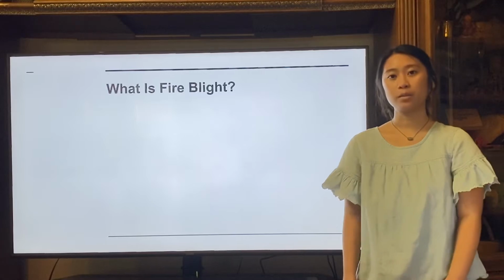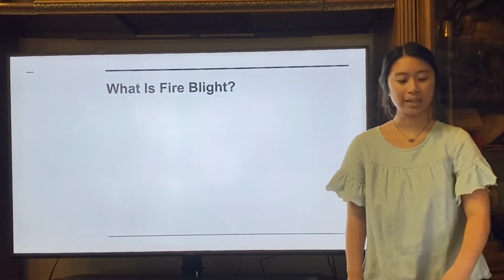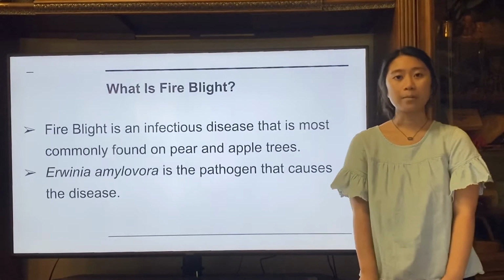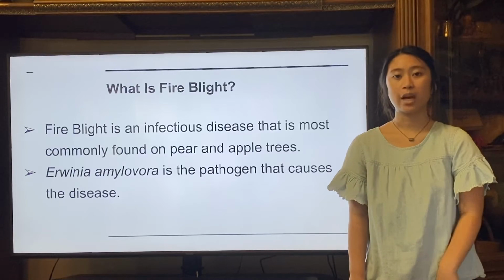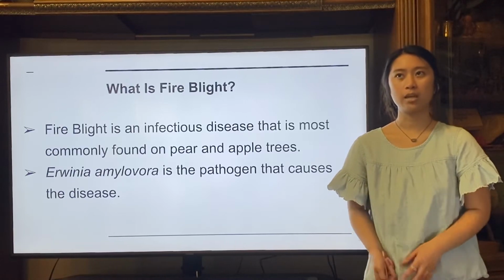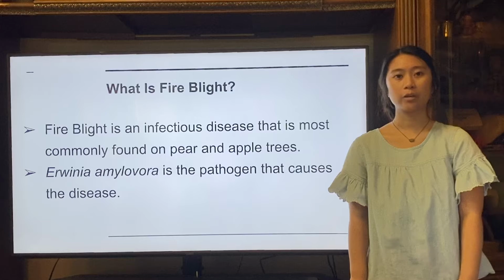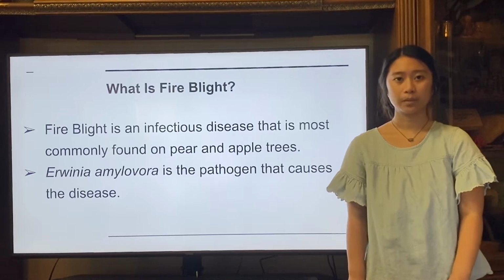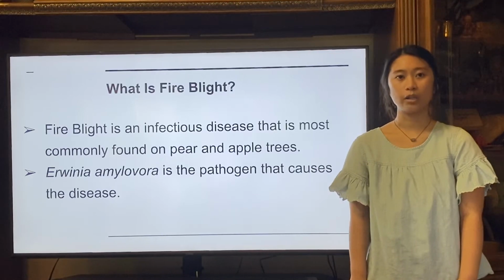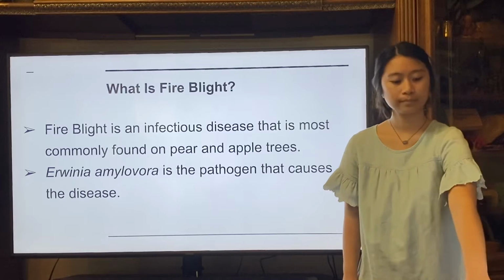So to start with, what exactly is fire blight? Fire blight is a disease on plants that you can commonly see on apple or pear trees, and the pathogen that causes it is called Erwinia amylovora.